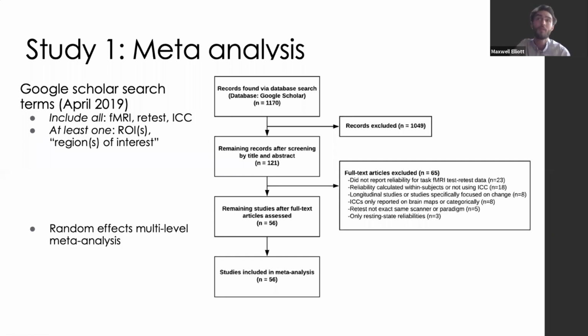We fit a random effects multi-level meta-analysis to these 56 studies. And importantly, in doing this meta-analysis, we found 13 studies that we are going to leave out of our main meta-analysis because they thresholded on ICC measures. This is an approach that is very similar to double dipping, if you're familiar with that term. But what this did was it biased the reliability, or the ICC, higher because they threw out low ICC values that were unreliable.